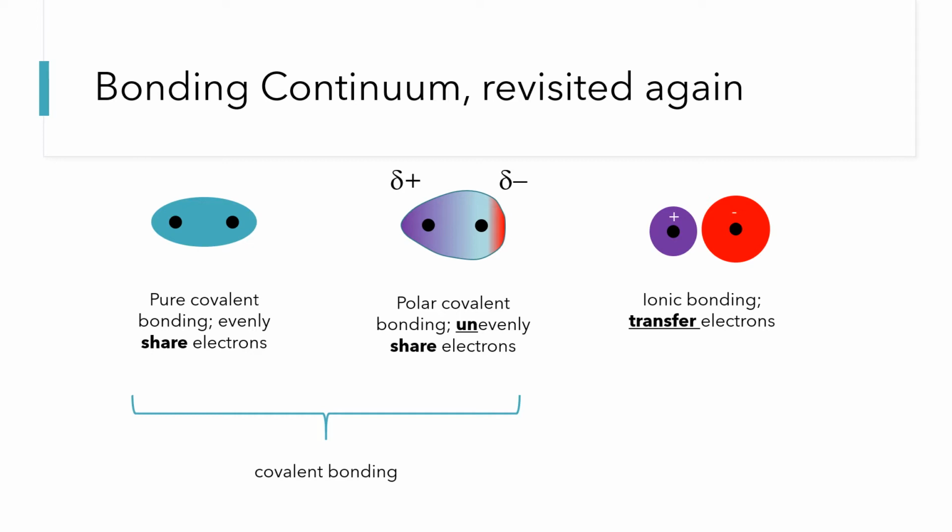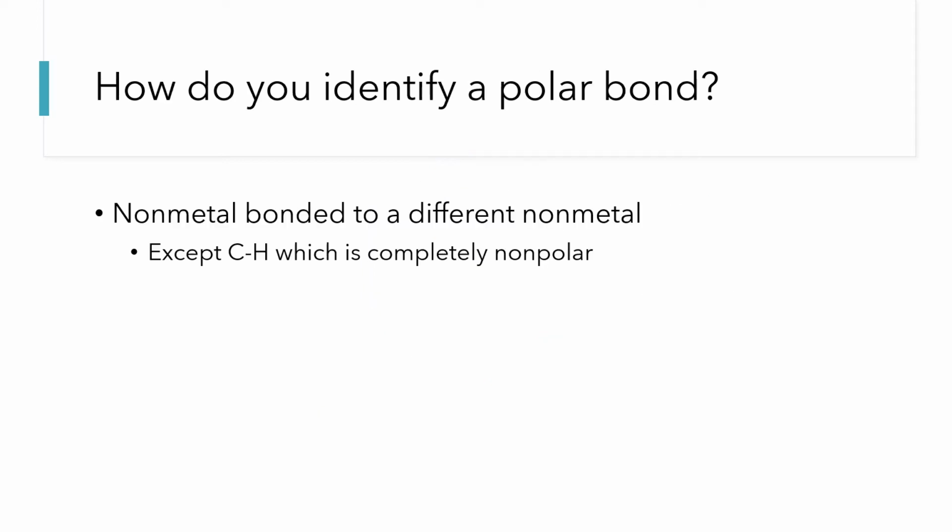So really what we're focusing on in this video is this part of our bonding continuum where the two atoms involved in the bond have a difference in electronegativity, and so that makes them unevenly share the electrons, creating a polar covalent bond. So how do you identify that a particular bond is a polar bond?